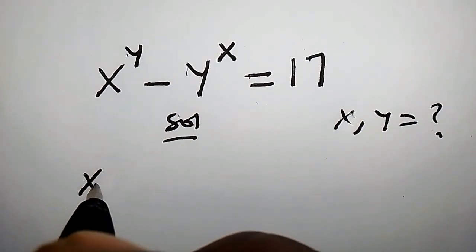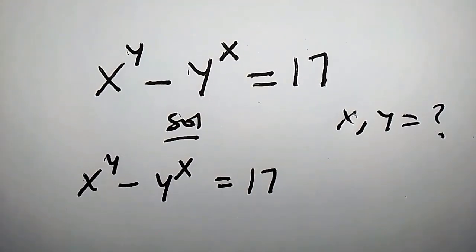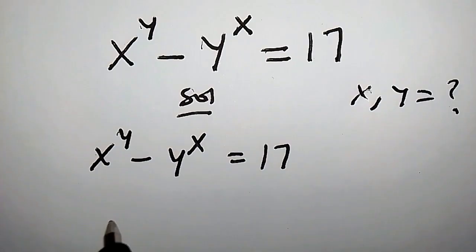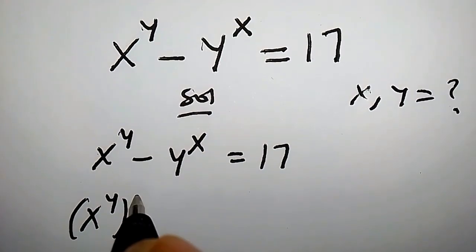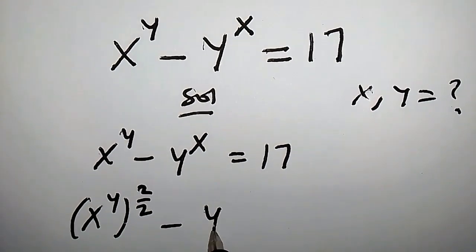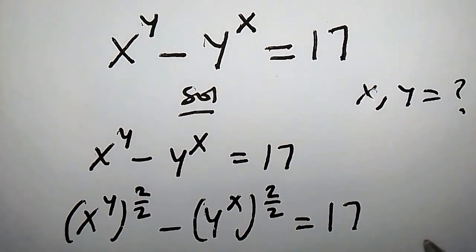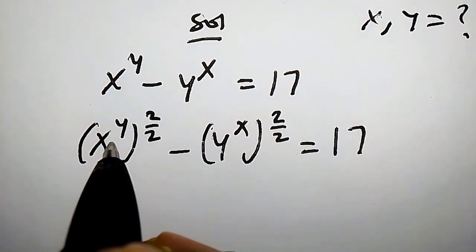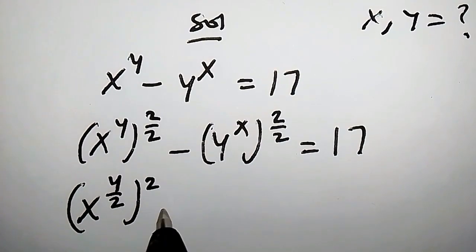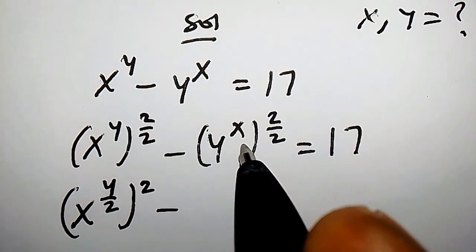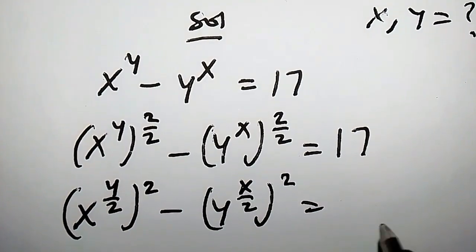Solution: x raised to y minus y raised to x is equal to 17. The trick here is that we are going to multiply both powers by 2 over 2. So that will be x raised to y times 2 over 2 minus y raised to x times 2 over 2 equal to 17. Let's continue. If we take this 2 inside the bracket, we have x raised to y over 2, times 2, minus. If we also take this 2 inside the bracket, we have y raised to x over 2, times 2, equal to 17.